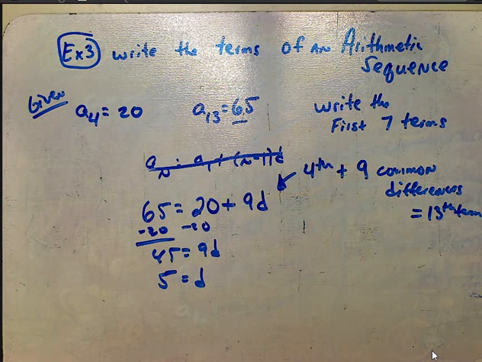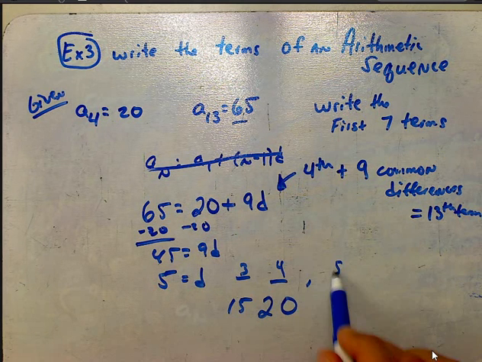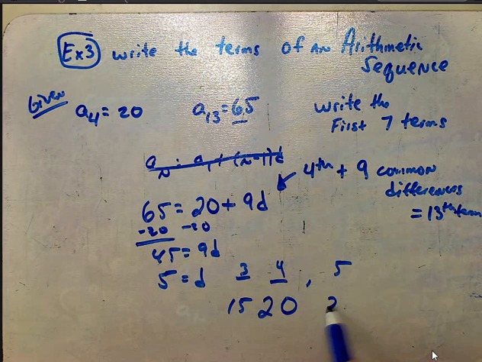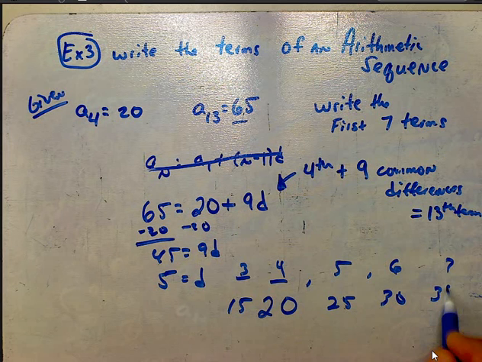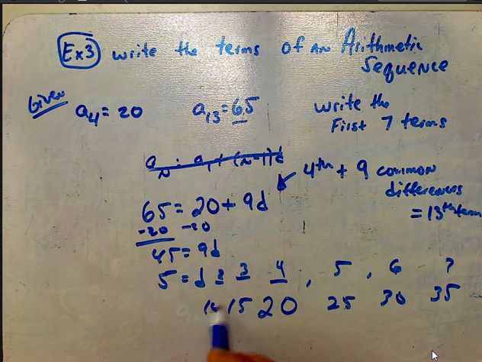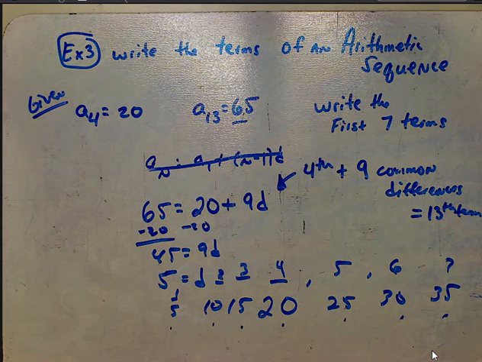So that means the fourth term is 20. That means the third term is 15. Fifth term is 25. Sixth term is 30. Seventh term is 35. Second term is 10. The first term is 5. And now I've written out the first 7 terms of that sequence. Go ahead and see if you can figure out number 35.